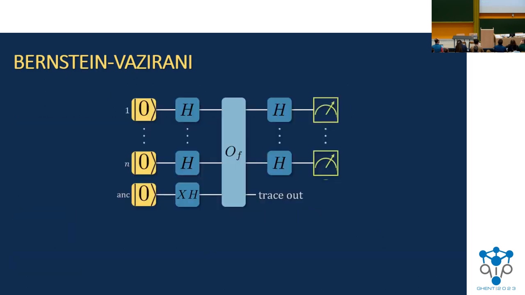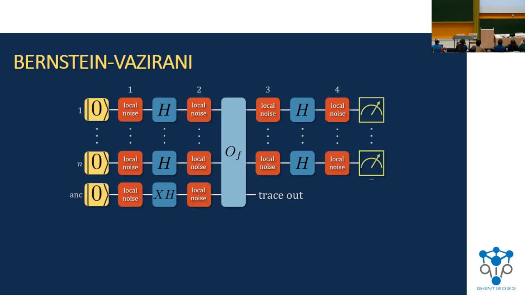Here's the classic Bernstein-Vazirani algorithm. The idea is you prepare the all-plus state in the first n qubits and the minus state in the ancilla qubit. You make an Oracle query, then you Hadamard the first n qubits and measure. The point is that the state you have right after applying the Oracle among the first n qubits is of this form, so that if I then Hadamard and measure, I get out exactly the unknown string S. Now how does the picture change when I introduce local noise everywhere?